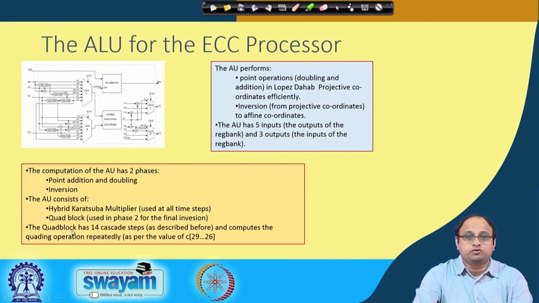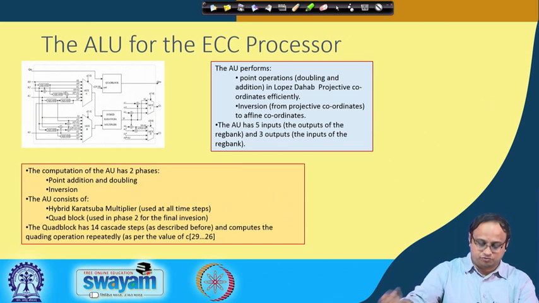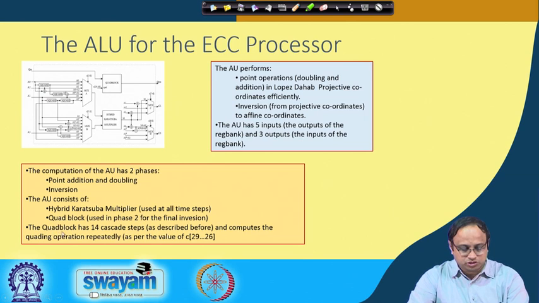And the quad block, if you remember the design that we showed, essentially had 14 cascaded steps. Each of these steps was a power 4 circuit, that means it takes an argument and raises it to the power of 4. It computes this repeatedly depending upon a particular controller or select line, and the select line essentially has bits 26, 27, 28, 29. So that means you have virtually 4 bits to implement that.